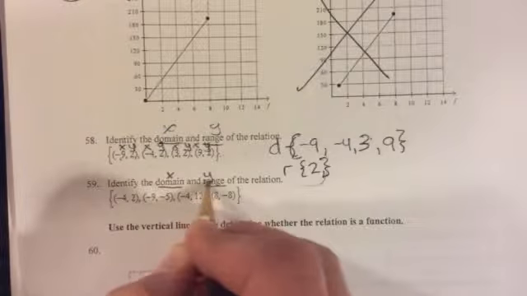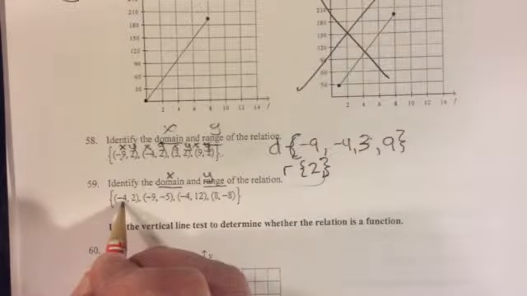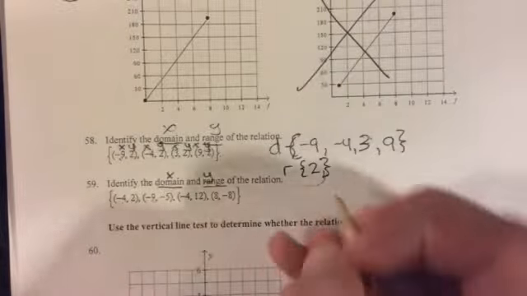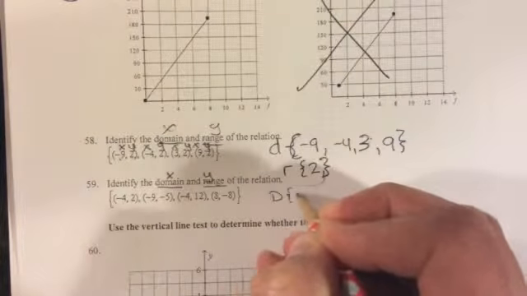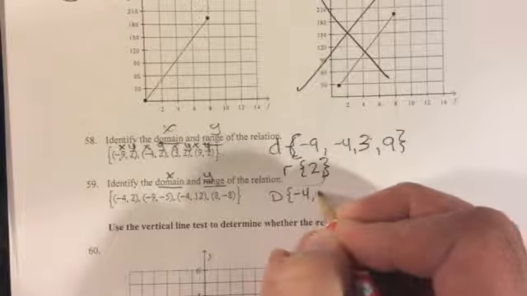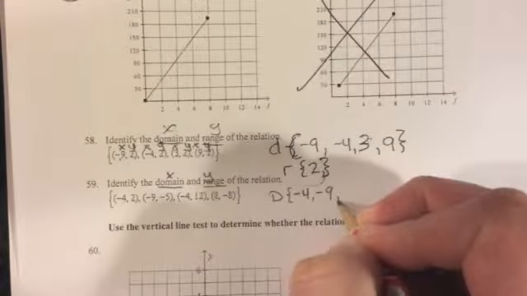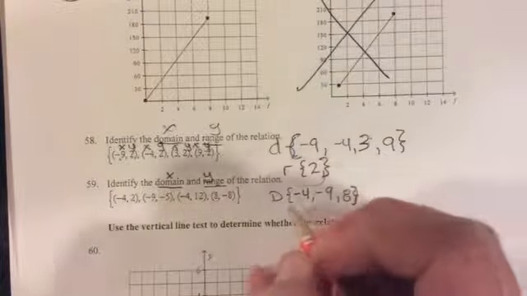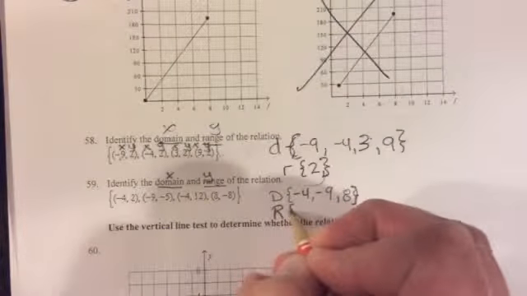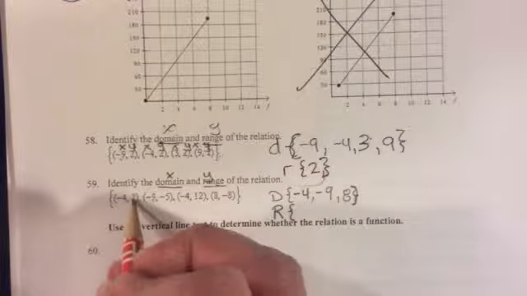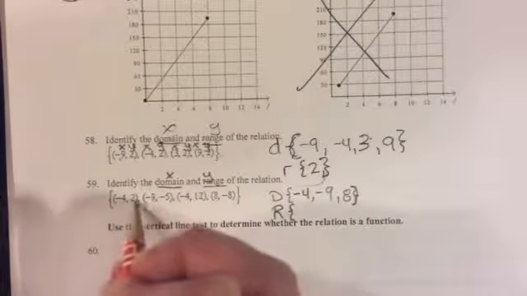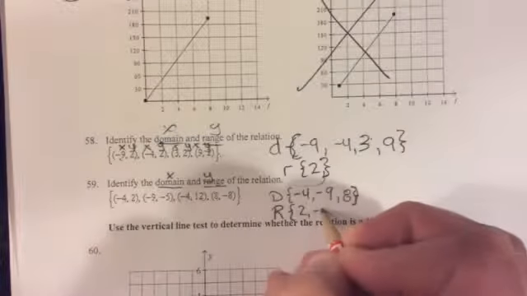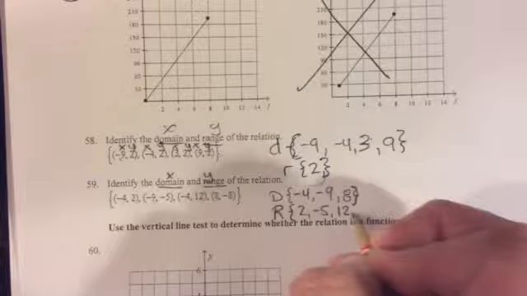So in number 59, I'm going to once again identify domain and range, keeping in mind domain is x, range is y. My domain is -4, -9, -4, and 8. I'm not going to write -4 again, but I am going to write 8. My range is, keeping in mind that's all my y values, the second number in my ordered pair. So I have 2, -5, 12, -8.